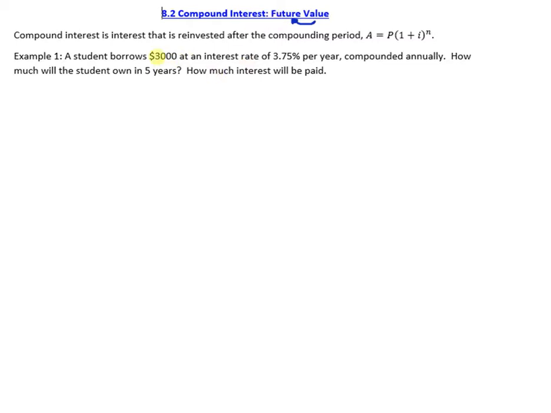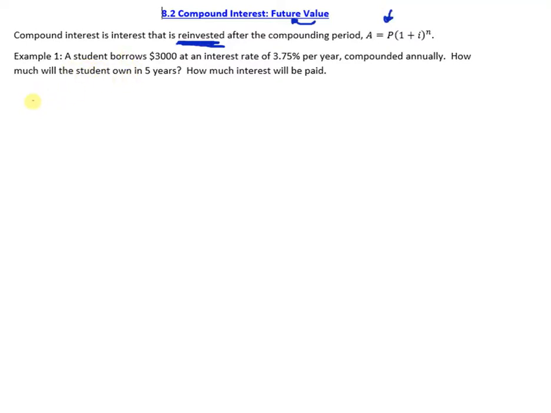Okay, so compound interest is interest that is reinvested. This is the biggest difference between compound interest and simple interest. After the compounding period, what happens is every single period, they take your interest and they throw it back onto your principal. So now your principal is getting bigger and bigger and bigger, and that means that the interest is also getting bigger.